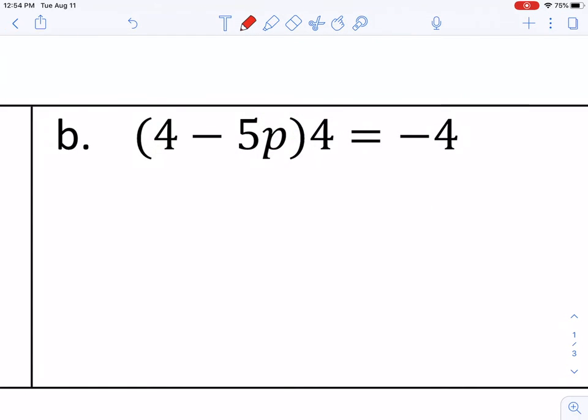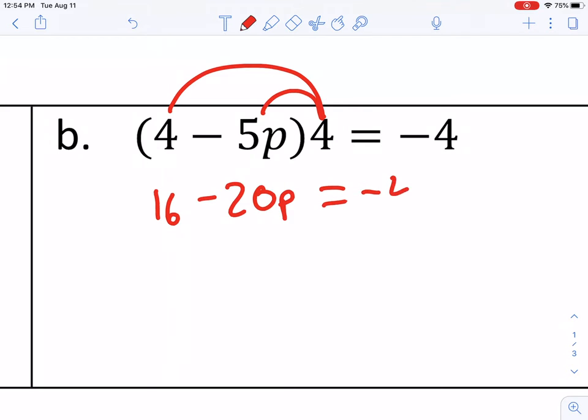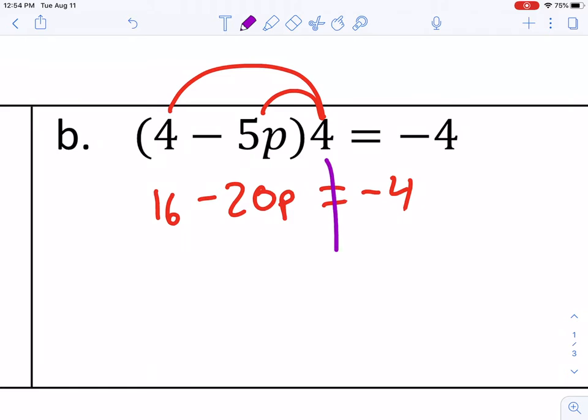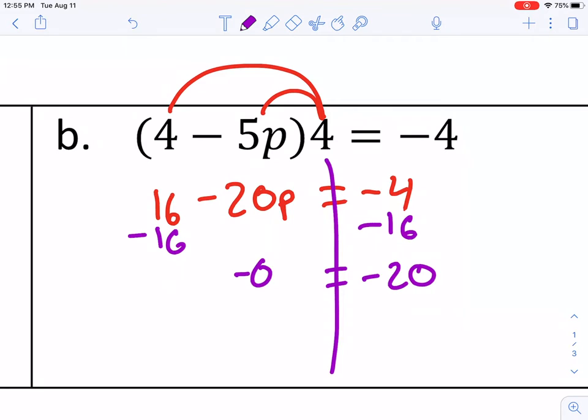4 is multiplying with this quantity here, is being multiplied by 4. So even though it's written in a different order, it's still multiplying into both of these. So I'm going to get 16 minus 20p equals negative 4. This is a two-step equation. I always move my term that's not attached to my variable first, in this case the 16, which will make negative 20 equals negative 20p.